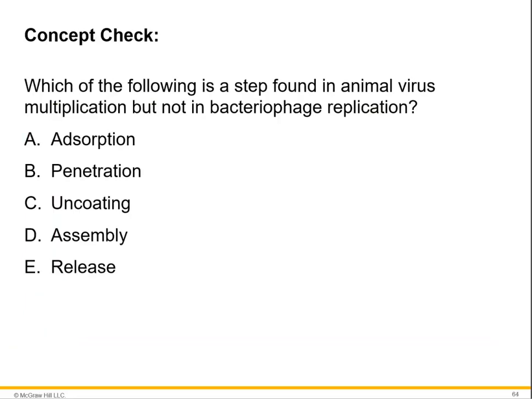All right, which of the following is a step found in animal virus multiplication, but not in bacteriophage multiplication? Well, the answer here is going to be C, uncoating. Remember that the bacteriophage injects its viral genome directly into the cell. There's no need to uncoat it from the capsid. Animal viruses are the ones that undergo uncoating.